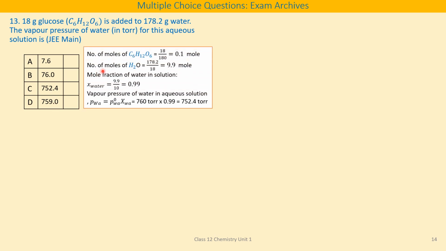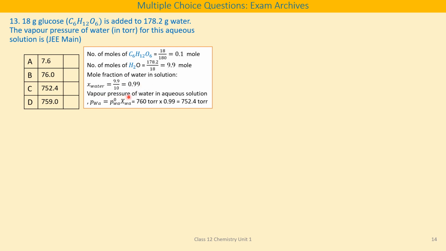Number of moles of C6H12O6 is 18 grams divided by the molecular mass 180, that is equal to 0.1 mole. Therefore, the number of moles of H2O is 178 grams of water divided by 18, that is equal to 9.9 moles. The mole fraction of water in solution is 9.9 divided by 10, that is equal to 0.99.